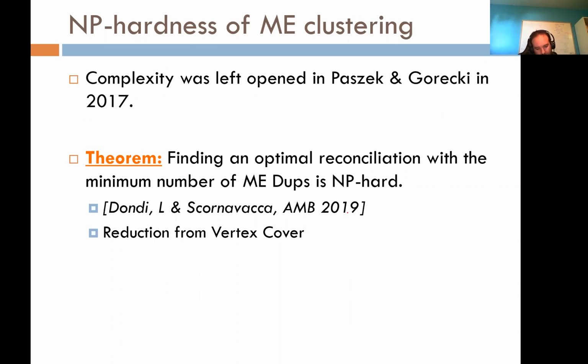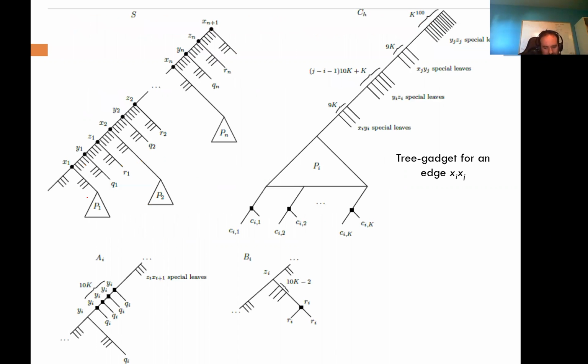And not too long ago, with Ricardo Dondi and Céline Scornavacca, we showed that it is an NP-hard problem. And there's a reduction from vertex cover. I don't really want to talk about the reduction itself. It's not too pretty. I did take the main figure of the reduction just to give an idea of what kind of reduction we're into. You start from a vertex cover instance and you generate this huge species tree and these huge gadgets in the gene trees, and these correspond to vertices of the vertex cover instance, and these correspond to edges.